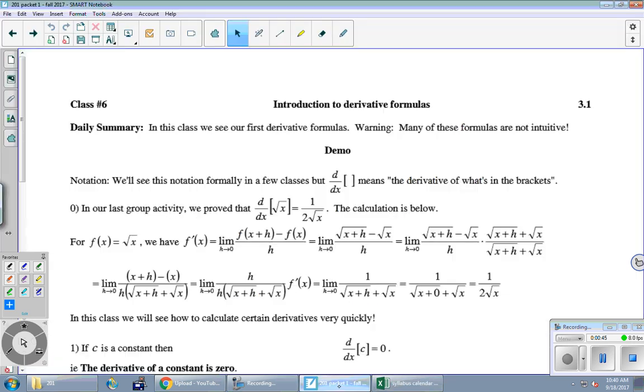Okay, so here we are on page 43. In this class, we see our first derivative formulas. Warning, many of these formulas are not intuitive. Some of them are, but most of them are not.